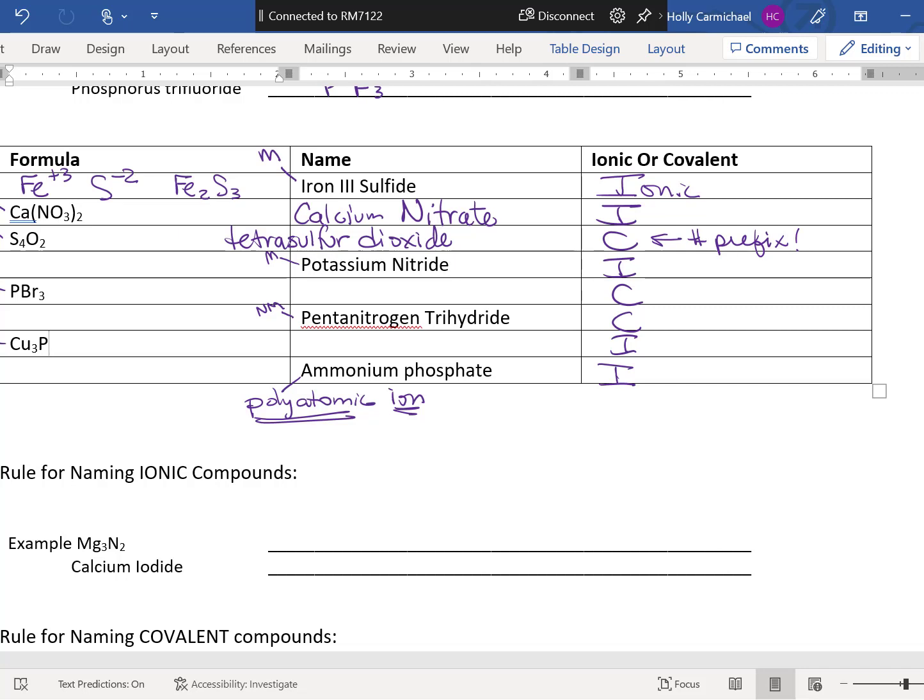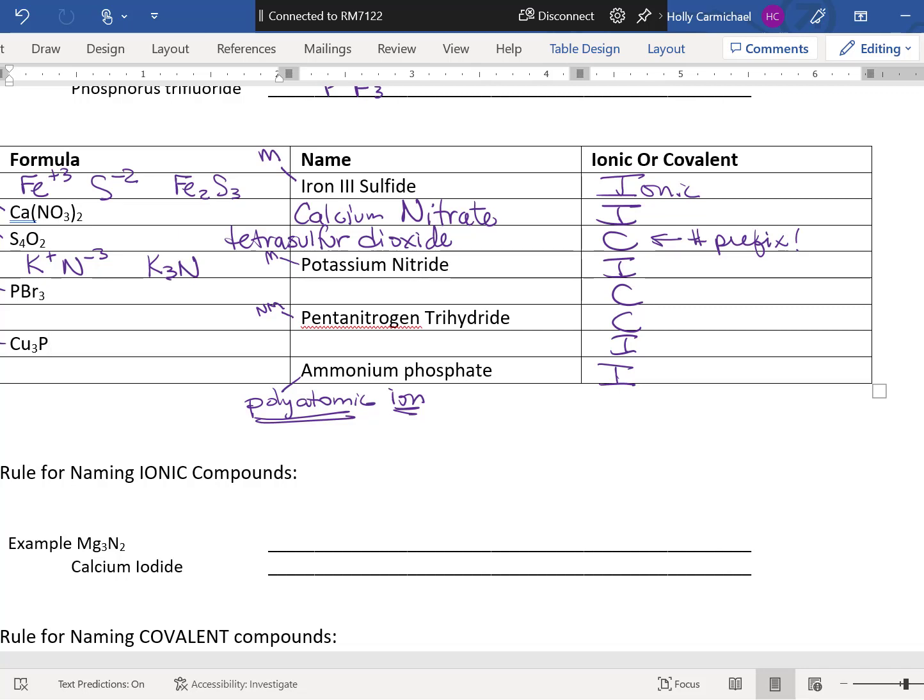Next one, potassium nitride. K, what's its charge? +1. N, what's its charge? Oh, sorry, it's nitride, not iodide. I was looking at iodide. N, and it's a -3, right? So put your element, put its charge. Now you do what? Swap them. So now the formula is K3N. Right? The +1 of the potassium tells you there's 1 nitrogen. The -3 of the nitrogen tells you there's 3 potassium.